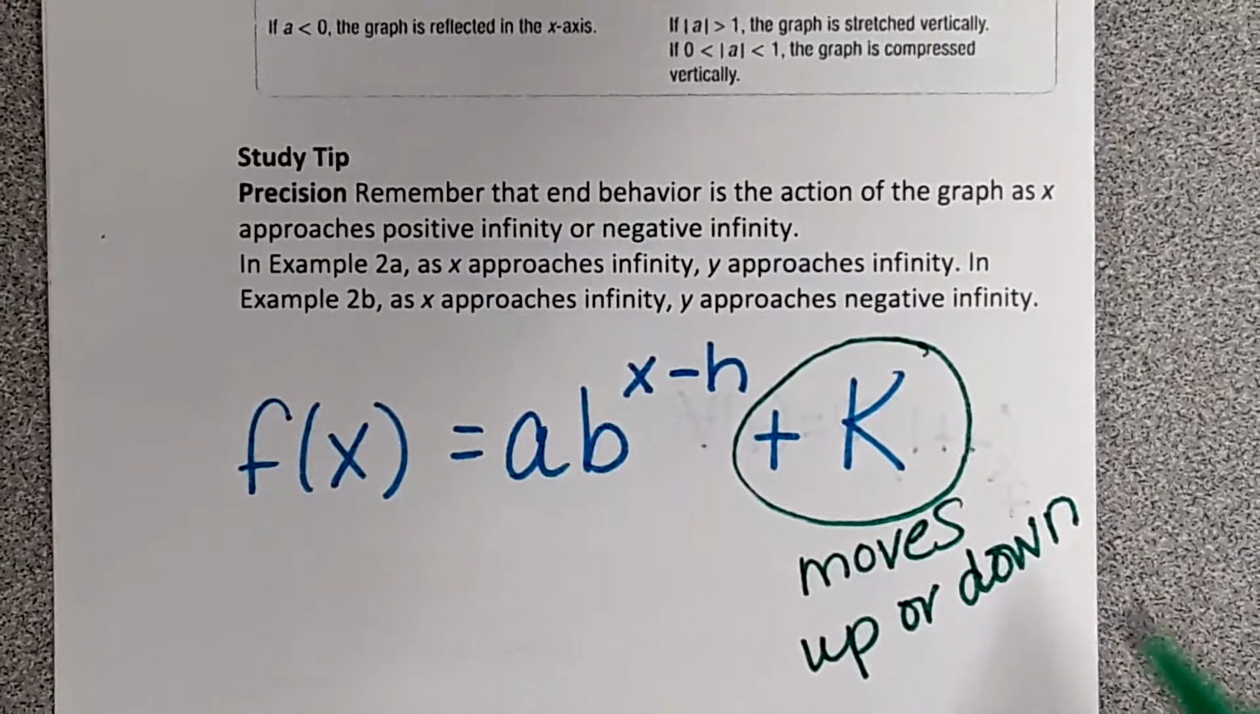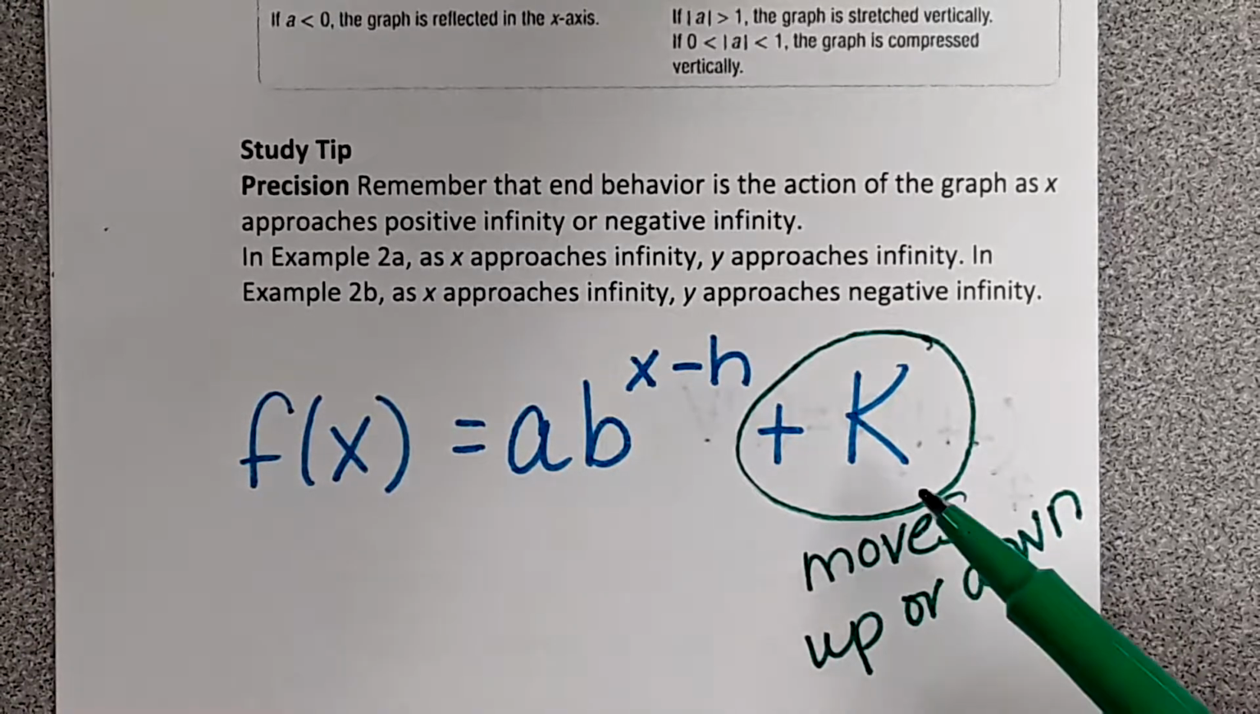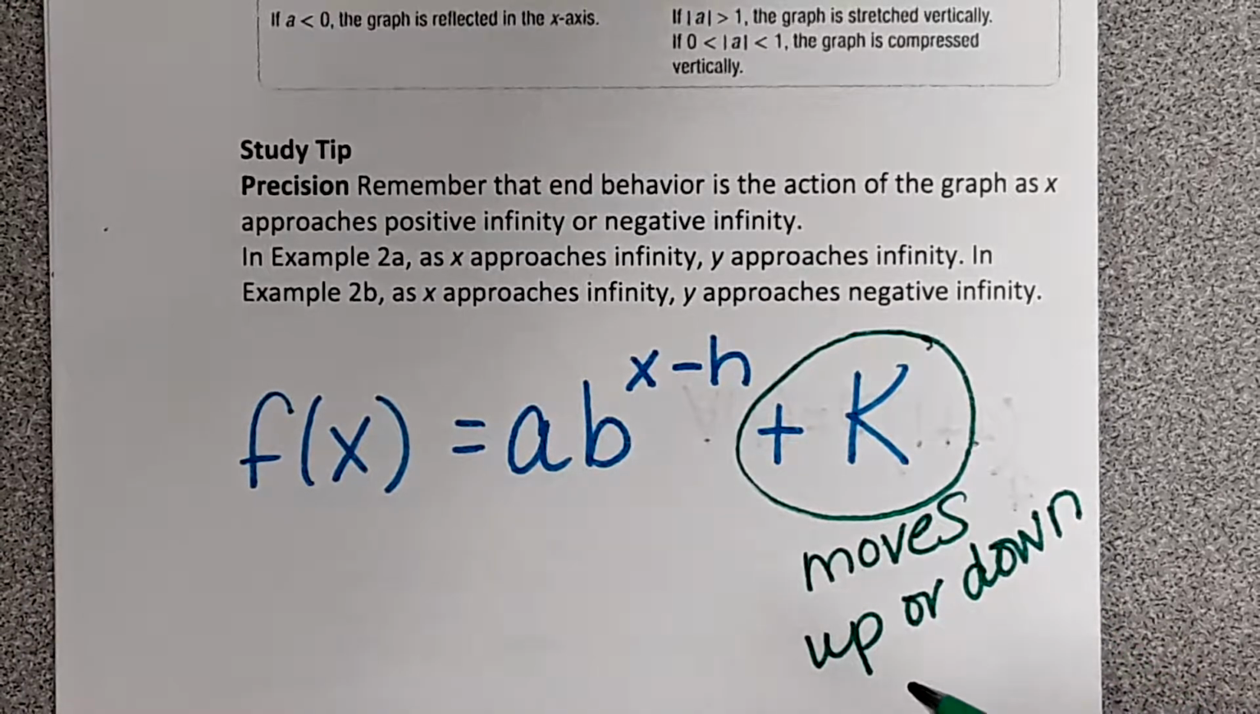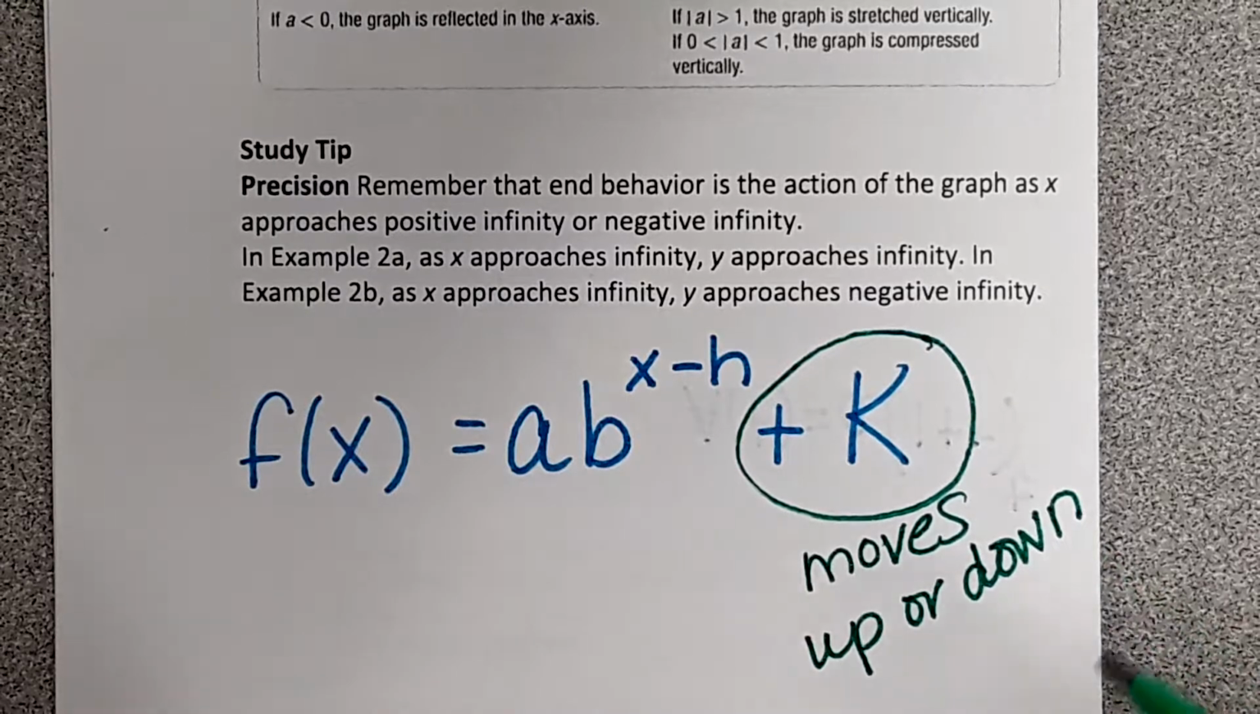And this is what we're going to base our asymptote on. So this is going to be the line that it's approaching. So if this was -5, the asymptote would be y equals -5. If this is +6, our asymptote is going to be y equals 6, okay?